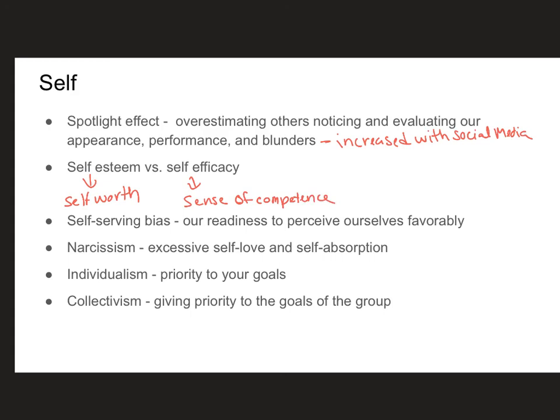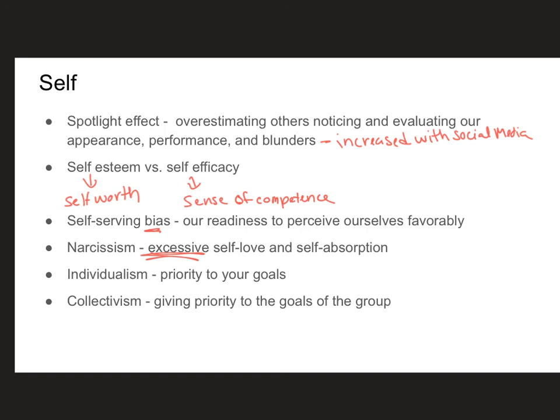Self-serving bias. So we have bias as the key word here. Our readiness to perceive ourselves favorably. So we tend to look at ourselves in a better light. Narcissism is excessive, this is the key word, excessive self-love and self-absorption. I'm sure you can maybe think of some figures in today's society that may tend to have an excessive amount of self-love and an excessive amount of self-absorption. I'm sure you all can figure out who that may be.